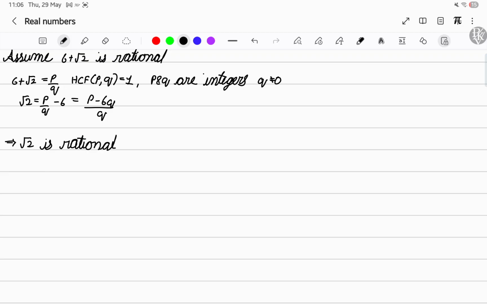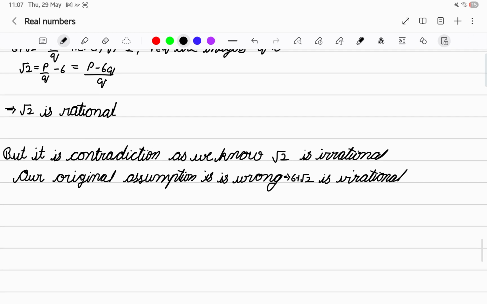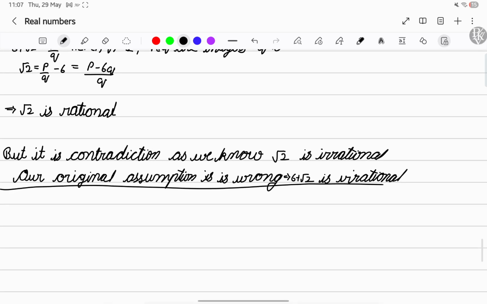just like before, it is wrong, but it is a contradiction. As we know, root 2 is irrational. Our original assumption is wrong, and 6 plus root 2 is irrational.